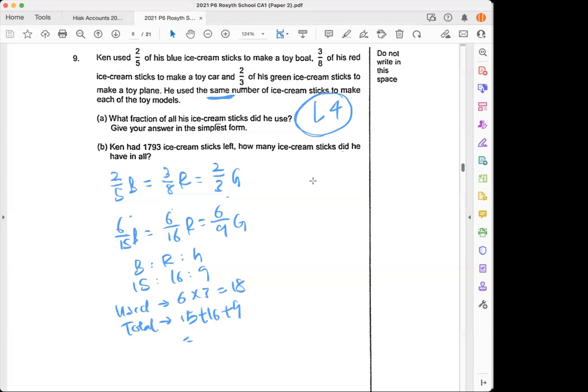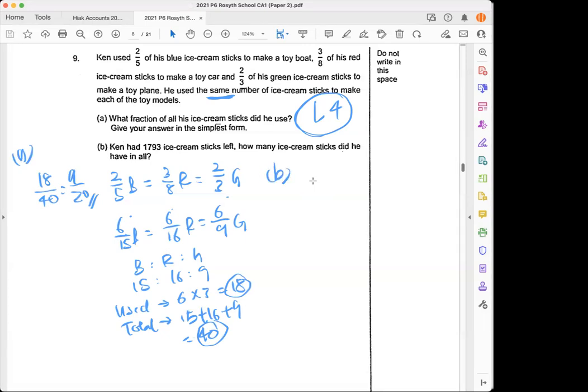That gives you 40. The question is, what fraction of the ice cream sticks did he use? So it is used over total. So it's 18 over 40. Simplify, you get 9 over 20. So this is the answer for A. Now let's look at B.